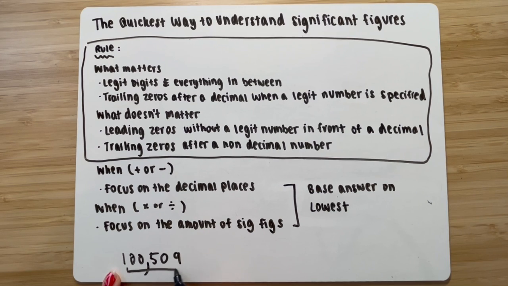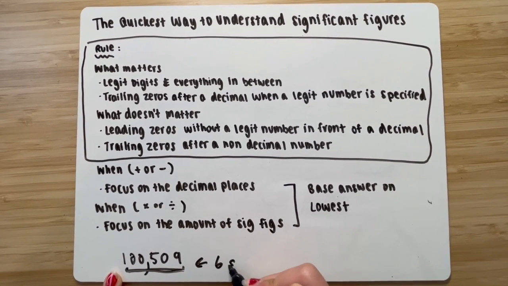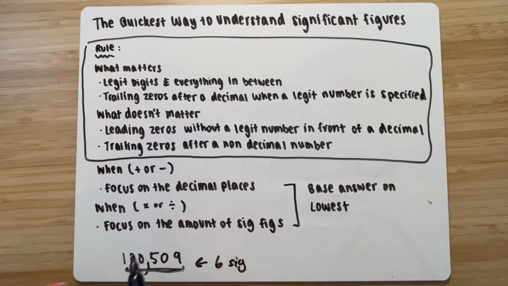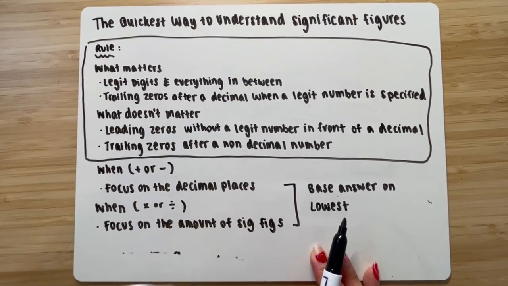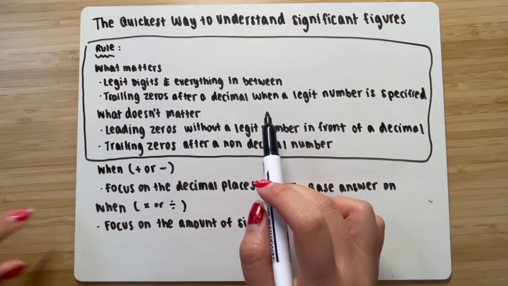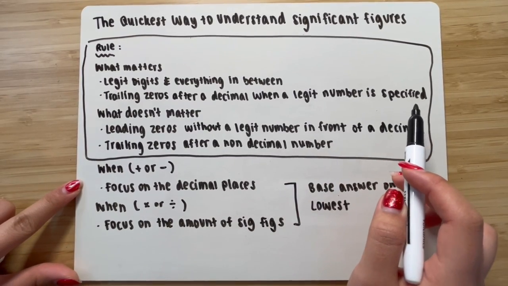All of these are significant figures. So 1, 2, 3, 4, 5, 6, there are six sig figs in this because everything matters. Legit digits, everything in between. Moving on. Trailing zeros after a decimal point when a legit number is specified.